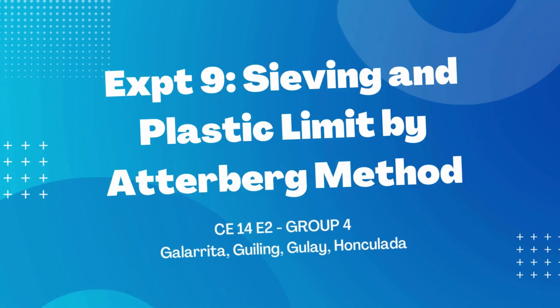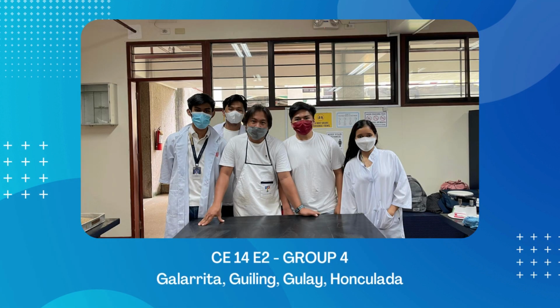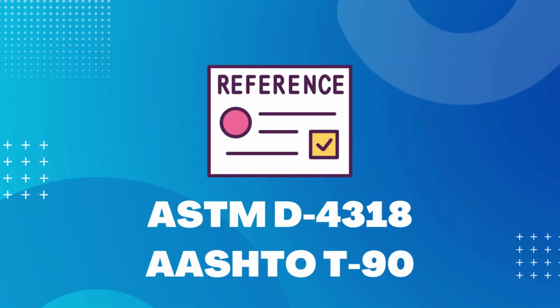Today's experiment is about Experiment 9, Sieving and Plastic Limit by Atterberg method, performed by Group 4 of CE14E2, which consists of Galarrita, Guiling, Gulay, and Honculada. This procedure covers the method of sieving and plastic limit by Atterberg's method in accordance with ASTM D4318 and AASHTO T90.